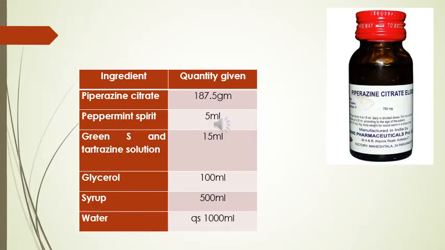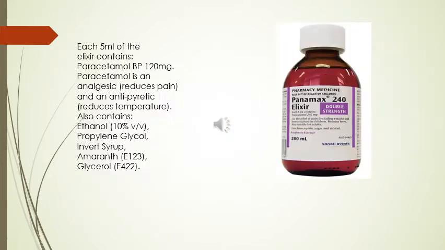Next slide shows the marketed preparation, the one which we have covered in the lab, that is piperazine citrate elixir. The formula is given, that is piperazine citrate, then it has peppermint spirit, green S or tartrazine solution, glycerol, syrup, and water. Next example is of paracetamol elixir, which has paracetamol, ethanol, propylene glycol, invert syrup, amaranth, and glycerol.